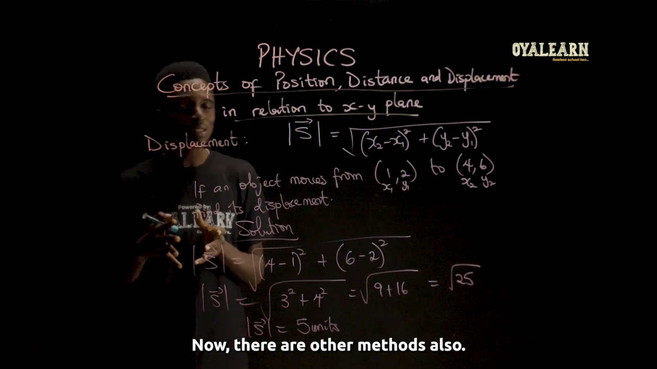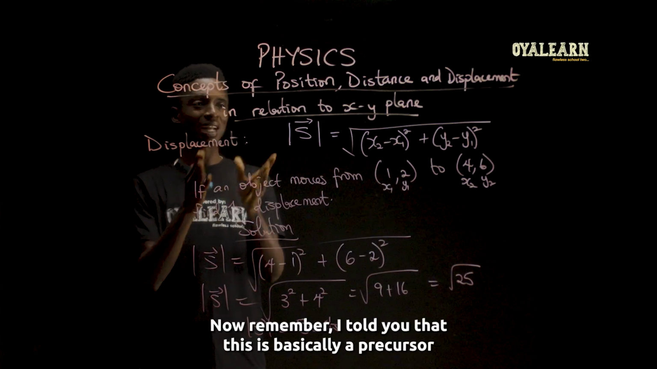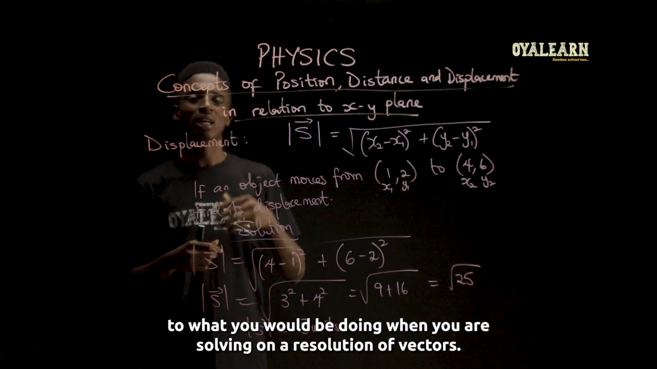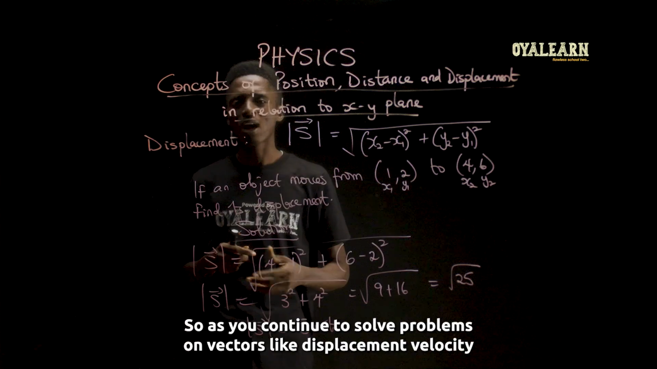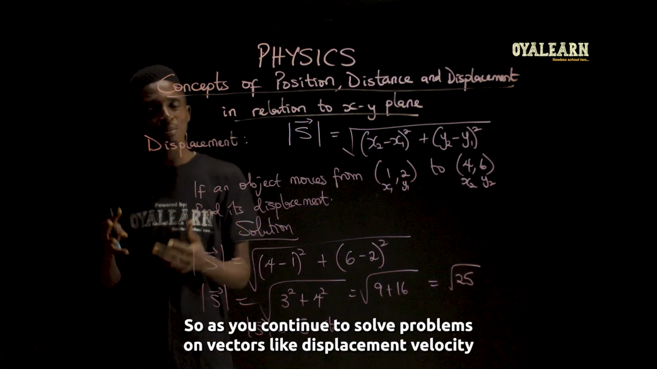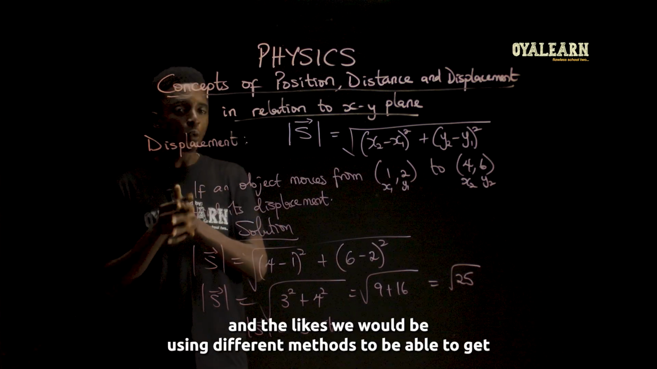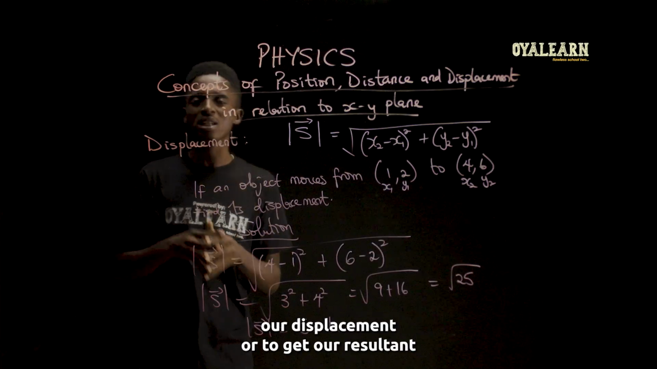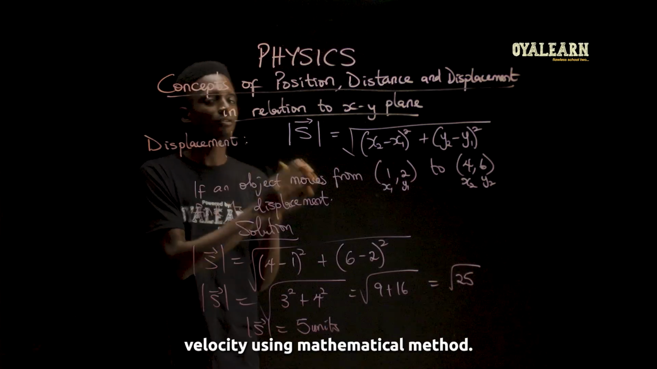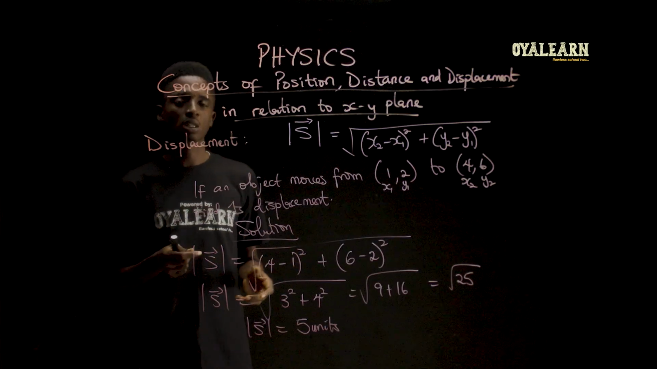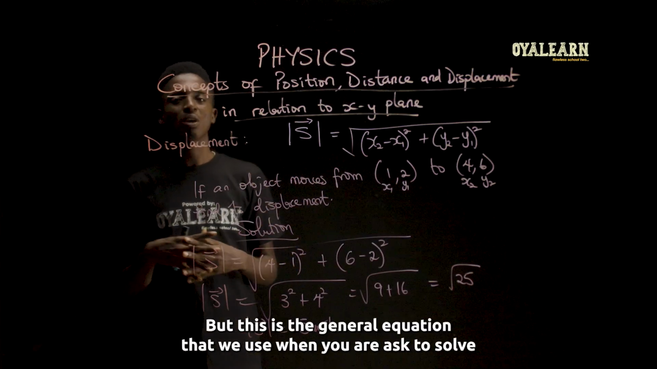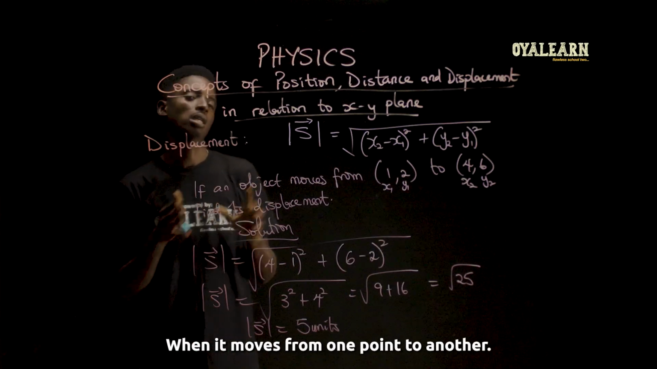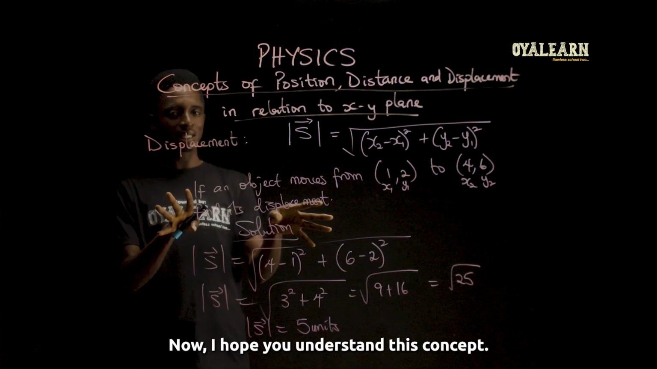Now there are other methods also. Remember I told you that this is basically a precursor to what you'll be doing when you are solving on resolution of vectors. So as we continue to solve problems on vectors like displacement, velocity and the likes, we will be using different methods to get our displacement or our resultant velocity using mathematical methods. But this is the general equation that we use when you are asked to solve the displacement of an object when it moves from one point to another. I hope you understand this concept.